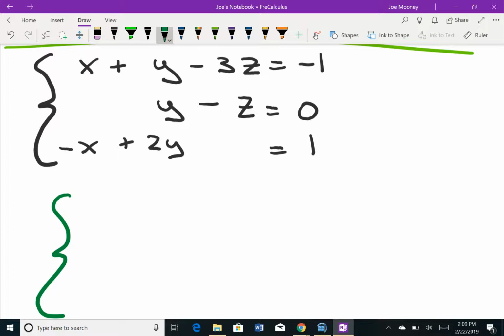I'm going to use row 1 because it has a 1x. That's why I'm using row 1. It doesn't have to be row 1. I'm going to use row 1 to eliminate the x in row 3. In your problem, you might need to use row 1 to eliminate both rows. Depends, but I've only got it in one. So now I'm going to use row 1 to eliminate row 3.